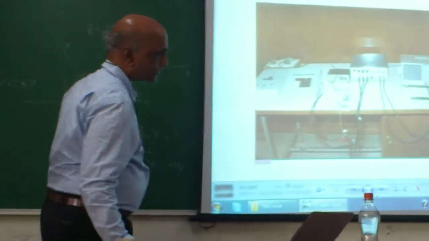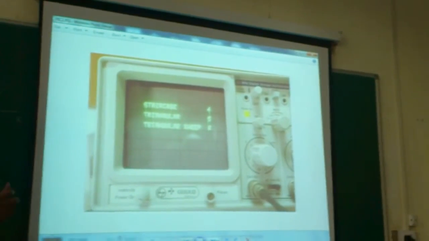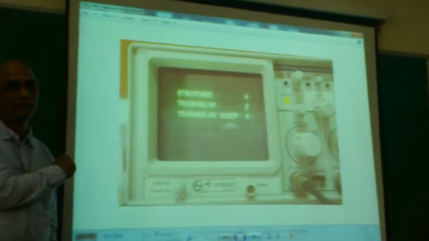Let's see some other photographs. This is an oscilloscope. We are using text. The text is being written on an oscilloscope. You can see the text images. Right? I'll go next. You see a waveform being generated.